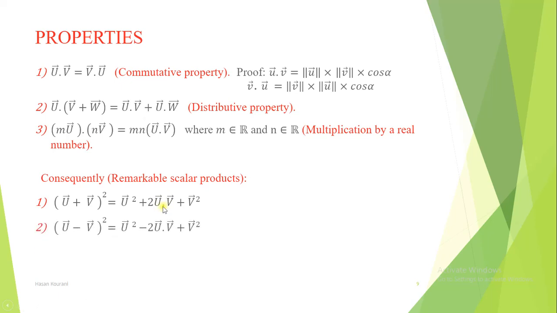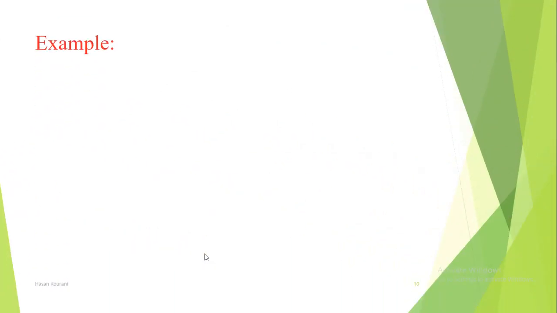Okay, the second property says that (u minus v) squared equals u squared minus 2 u dot v plus v squared. As you see, it's very easy. And (u plus v) dot (u minus v) is equal to u squared minus v squared. These are properties. You can use them directly in our exercises, and no need to go deeply into the proof of these consequences. Let's see an example.